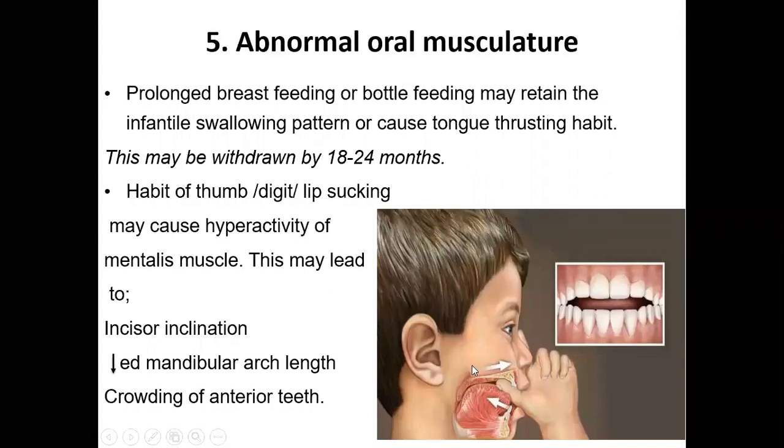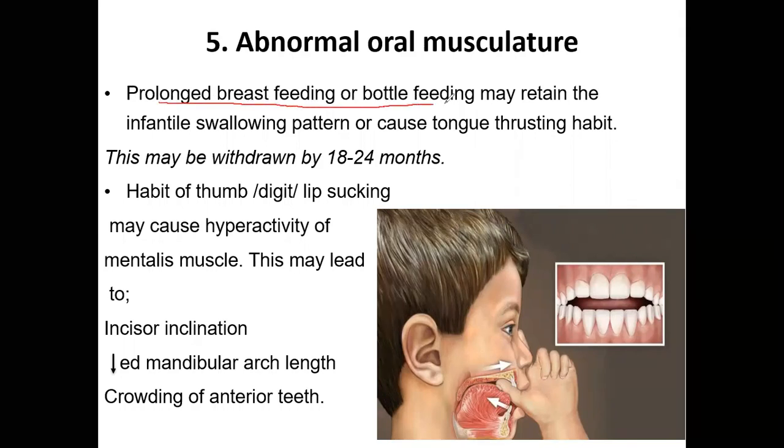Now, abnormal musculature. Why are these muscles abnormal? There are several reasons. Because our teeth are surrounded by a cushion of muscles, if these muscles which are surrounding your dentition or your jaws are not in harmony with teeth and jaw, they will lead to malocclusion. First reason of abnormal musculature is prolonged breastfeeding habit or bottle feeding habit.